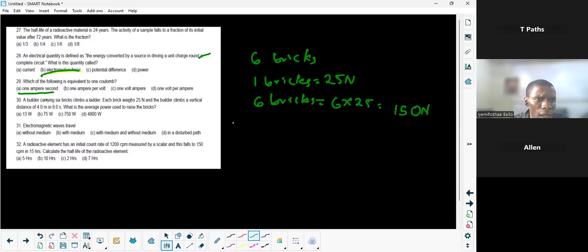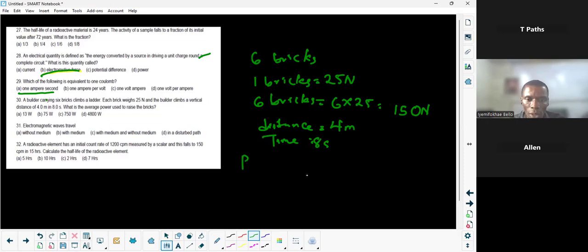Now let's continue. We are told that the bricks climb a distance of 4 meters. Our distance is 4 meters. The time taken is 8 seconds. The question says, what is the average power used to raise the bricks? Now we are asked to find the power.